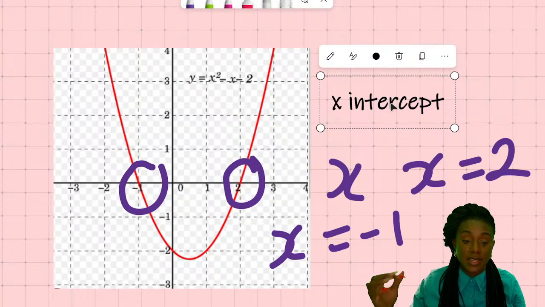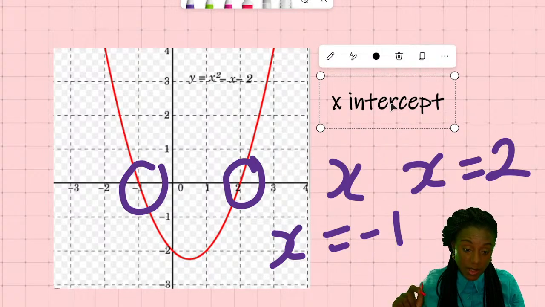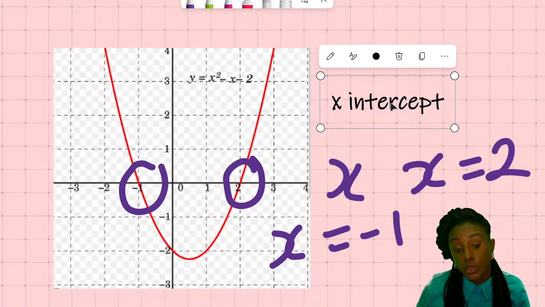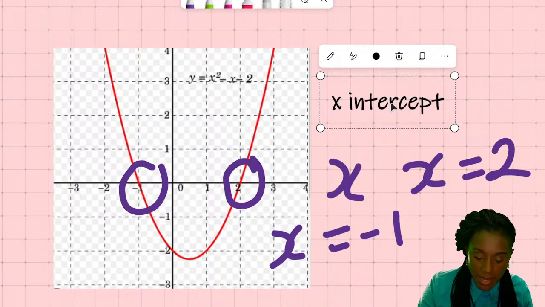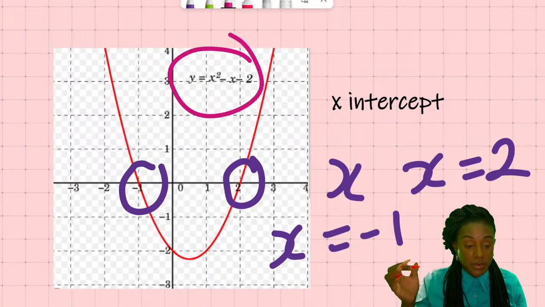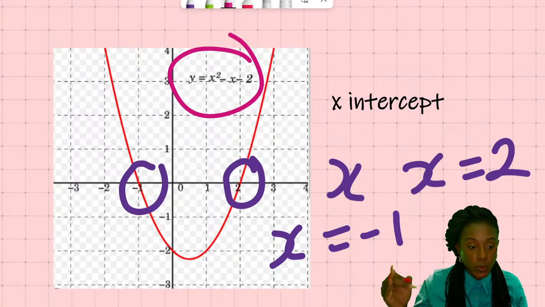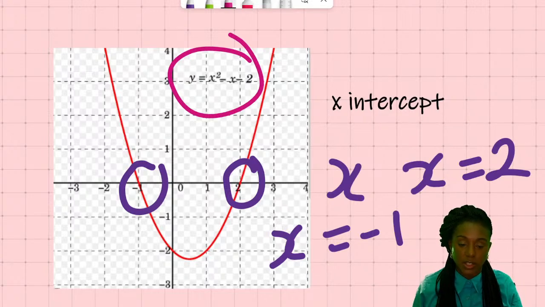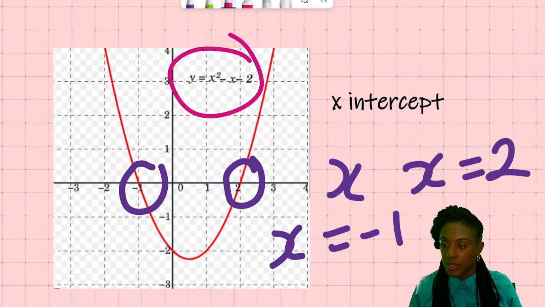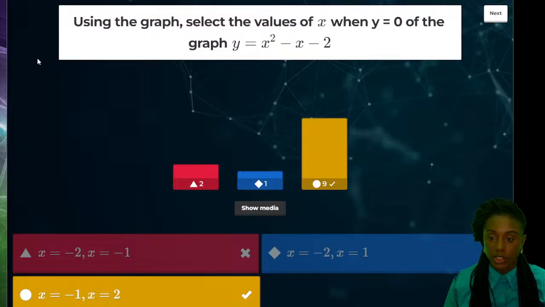Another way that CSEC could ask you for these same values, they could ask you, what's the solution of the equation y is equal to x squared minus x minus 2? By reading the graph, the solution will be the point on the x-axis where the graph intersects. Okay, so they could ask you for these same answers in many different ways. Here y is equal to 0. Therefore, the values are at the intersection.